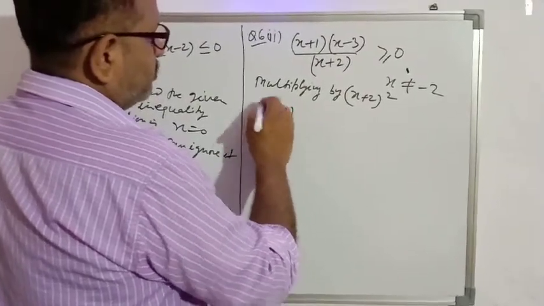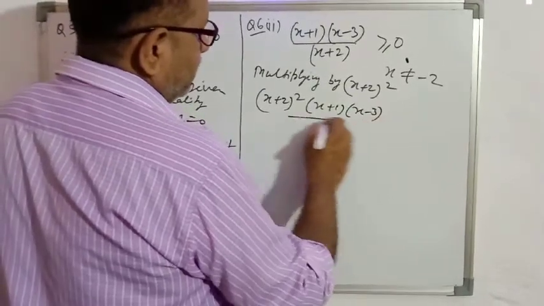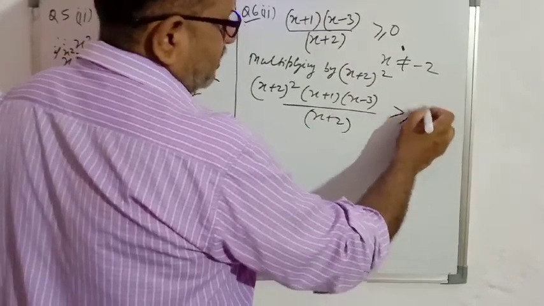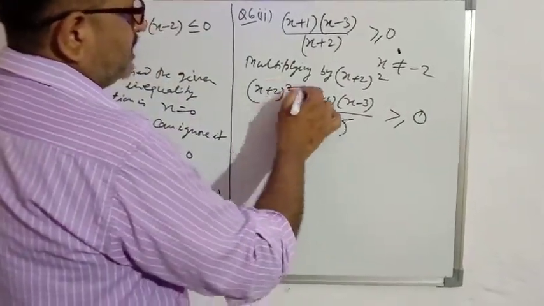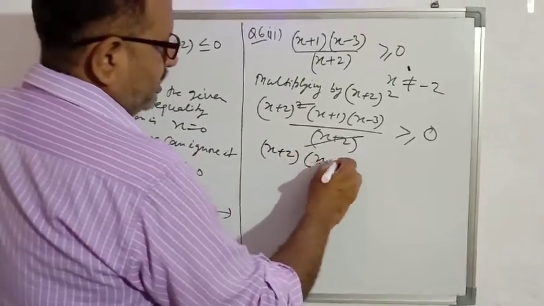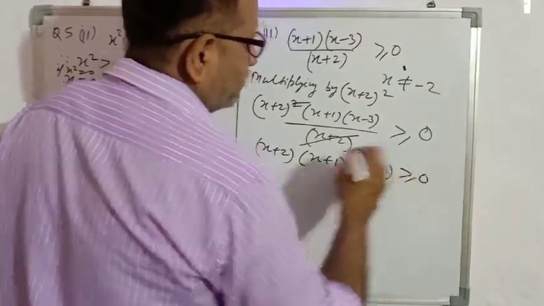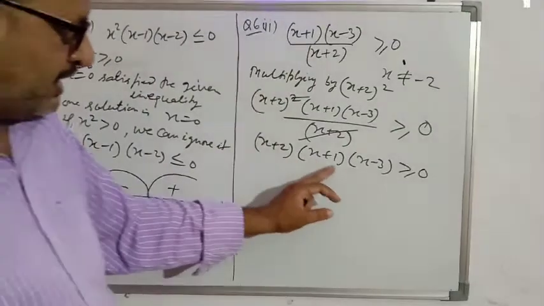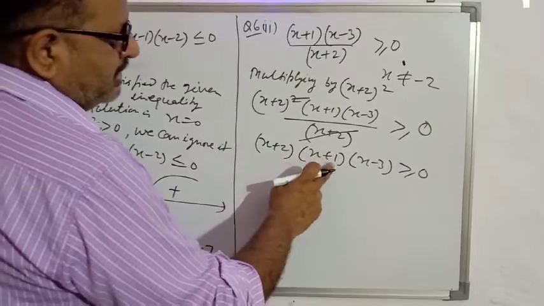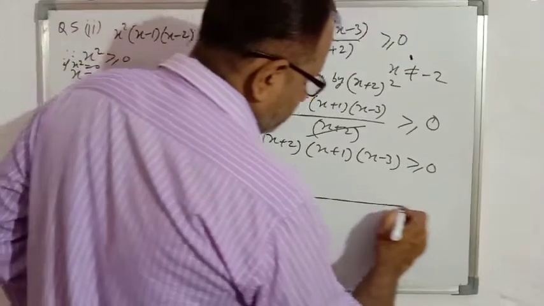So it will be (x plus 2) whole square, (x plus 1)(x minus 3) upon (x plus 2). When we multiply the right side, it will come 0. So (x plus 2) cancels with (x plus 2). So we are getting (x plus 2)(x plus 1)(x minus 3) greater or equal to 0. Product of these three linear factors greater or equal to 0. If x is minus 2, x is minus 1 and x is equal to 3, its value will be 0. So we will draw a number line.